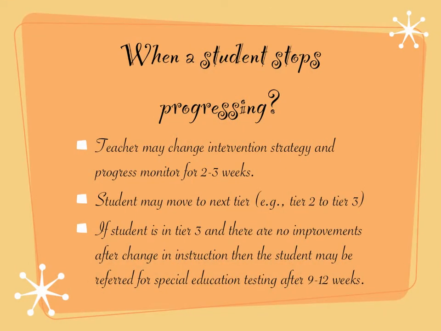I've kind of gotten ahead of myself, because this is when it happens: when there's not any more progress, and after the student has moved through these tiers. So if the kid comes in and they're in tier 2, it will take at least 18 to 24 weeks for a kid that had been in tier 2 to have a special education referral. Documentation is key, because if you do not have it documented, they will not accept that referral.